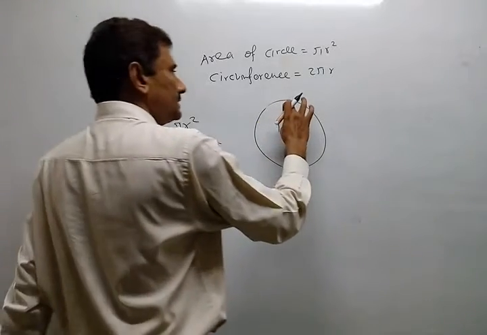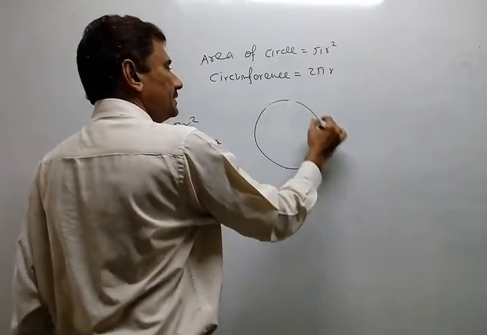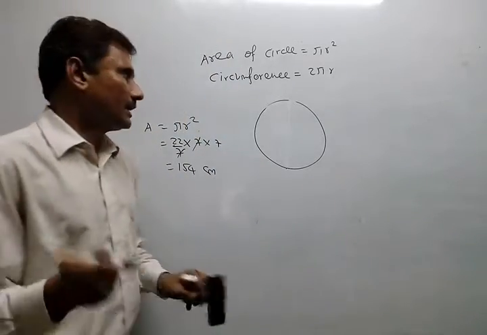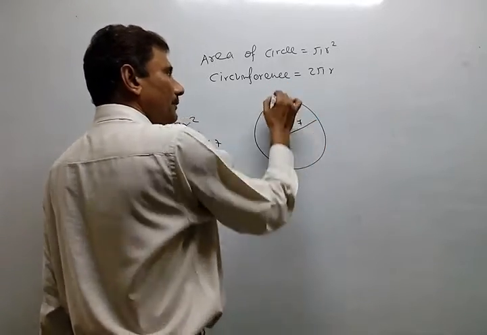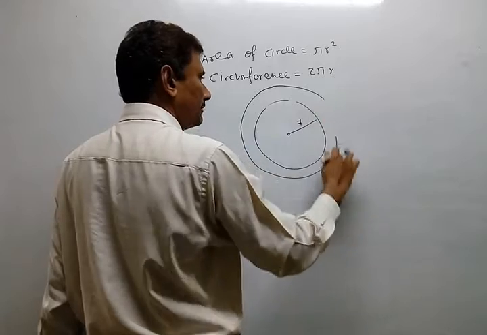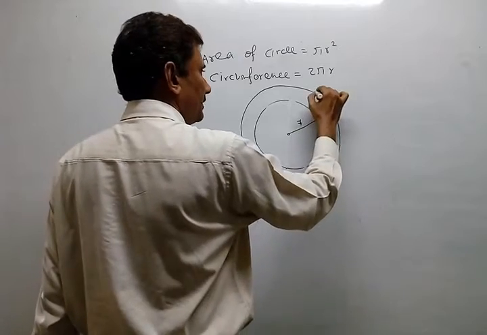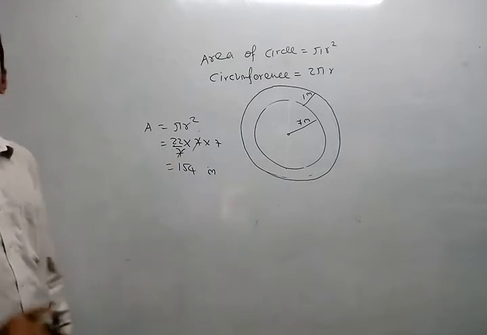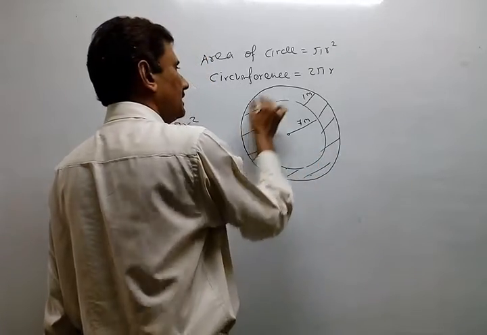But now I just give you a few extra points. Suppose there is a circular ground, and outside of that circular ground, suppose you want to make a belt of 1 meter width, 1 meter width. Suppose the radius is 7 meter. Okay. So that area is 154 meter square. And you want to find area of this part only, this belt.